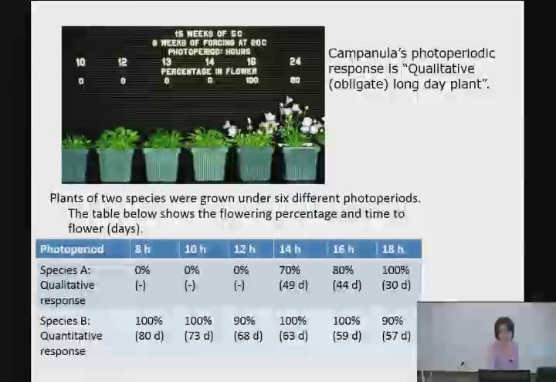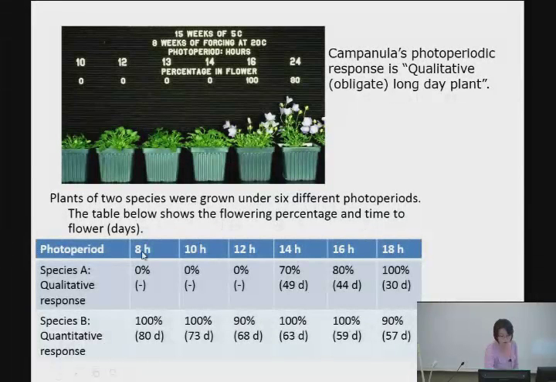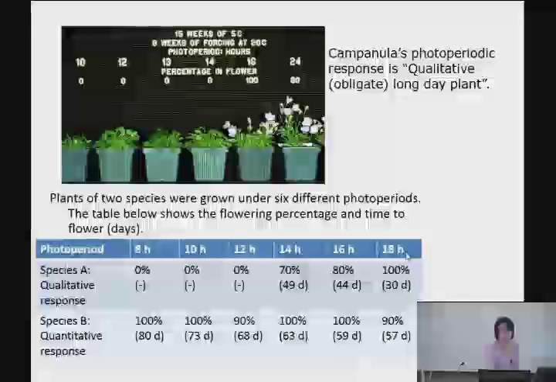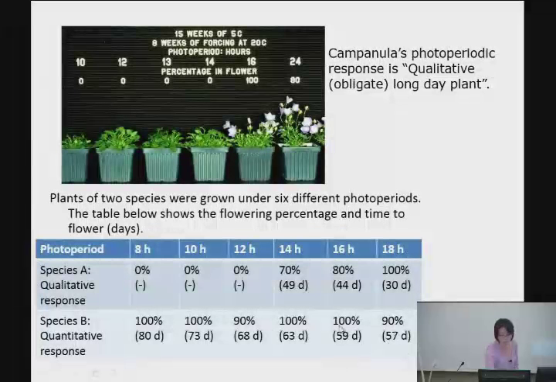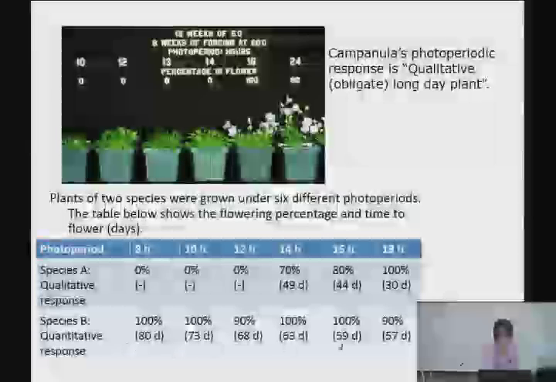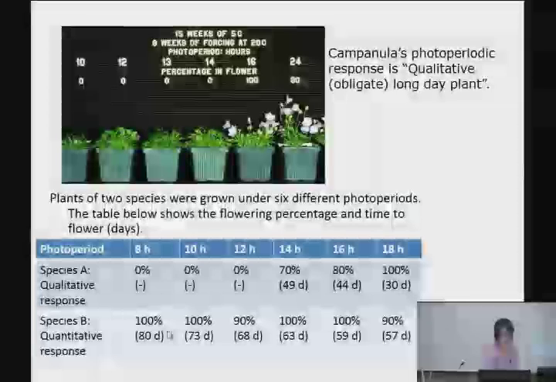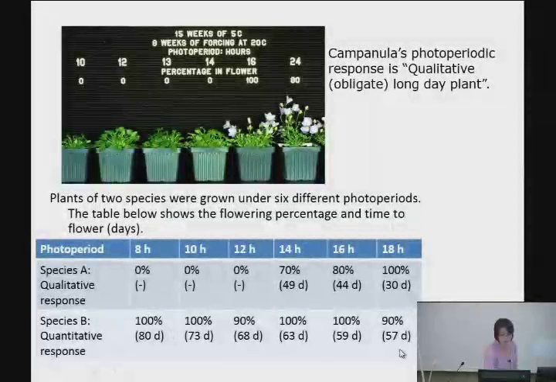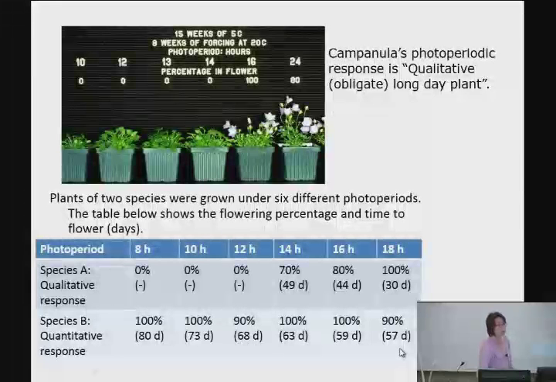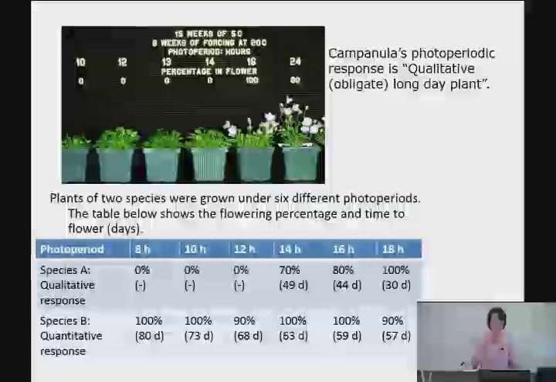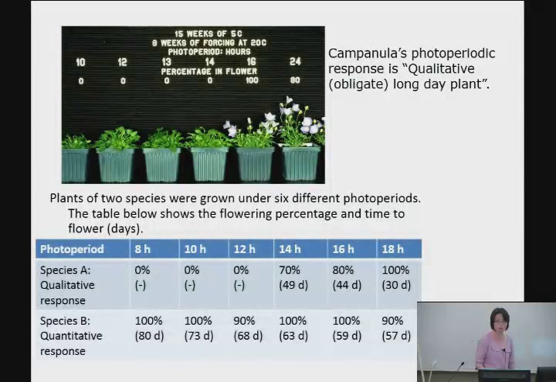Very different look. From 8 hours to 18 hours, basically they almost all flowered at the end, but how many days to get to the flowers is very different. So longer time for 8 hours, a little bit less time for 10 hours, less, less, less, less. So obviously, longer day is accelerating flowering response, and that is quantitative response.